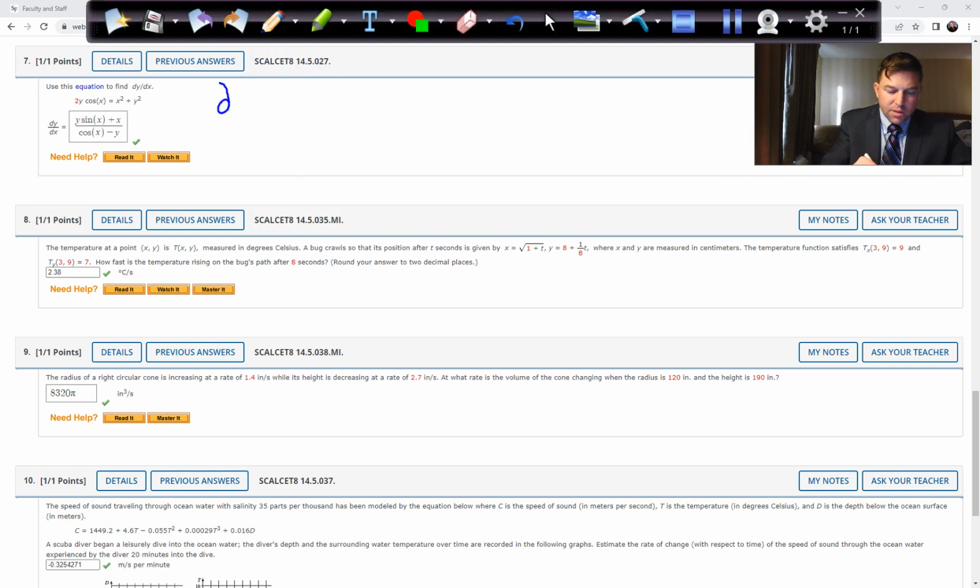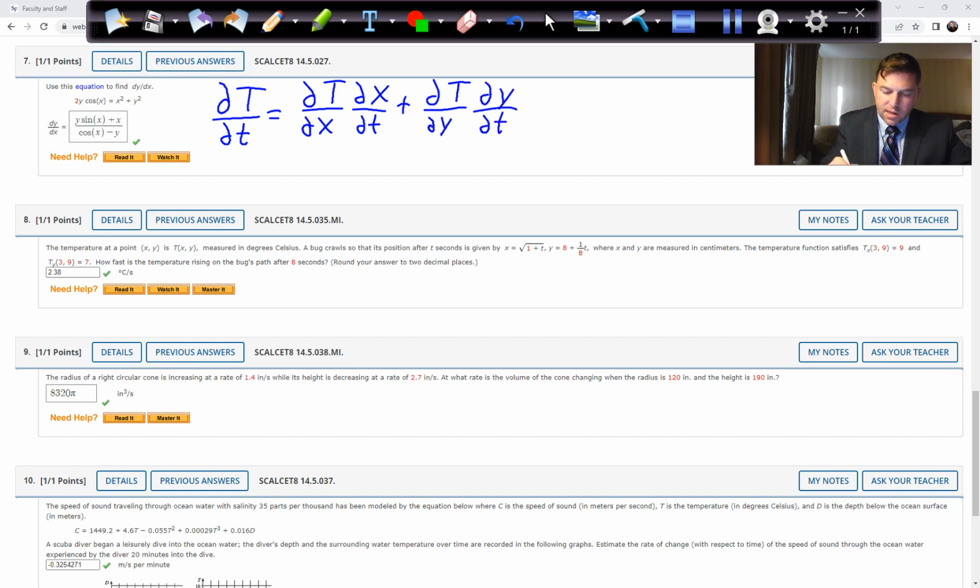What they want is the partial derivative of temperature with respect to time. That's going to have the partial derivative of temperature with respect to x times the partial derivative of x with respect to time, plus the partial derivative of temperature with respect to y times the partial derivative of y with respect to time. Okay, but we have to find dx/dt and dy/dt.